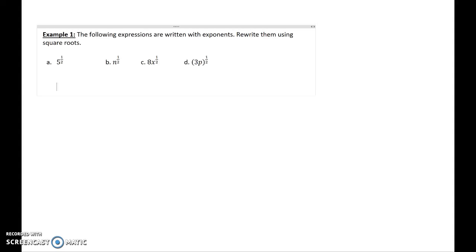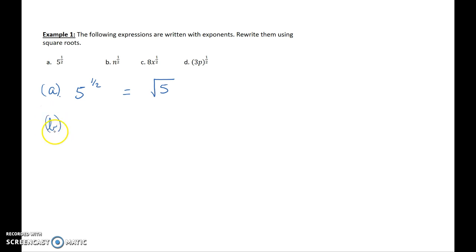Okay, so here we have powers that are 1/2, and every time we have a power of 1/2 we can replace it with the square root sign. So we're just going to do this pretty quickly. 5 to the power of 1/2. Now the power of 1/2 is on the 5, so that means we take the square root of the 5, and that's it.